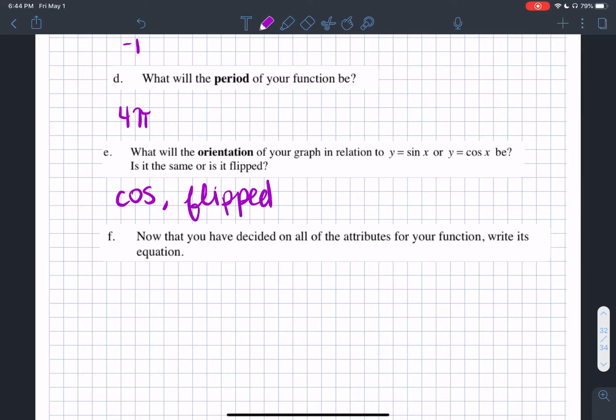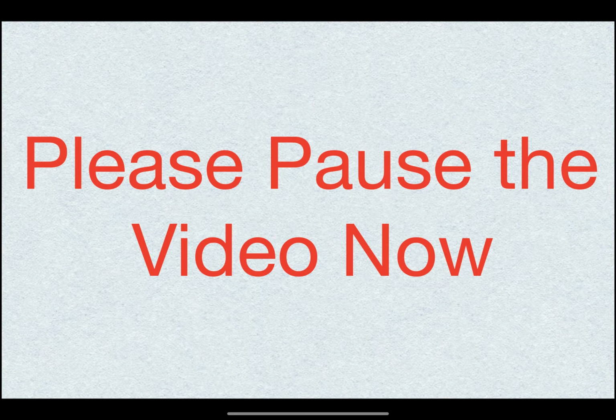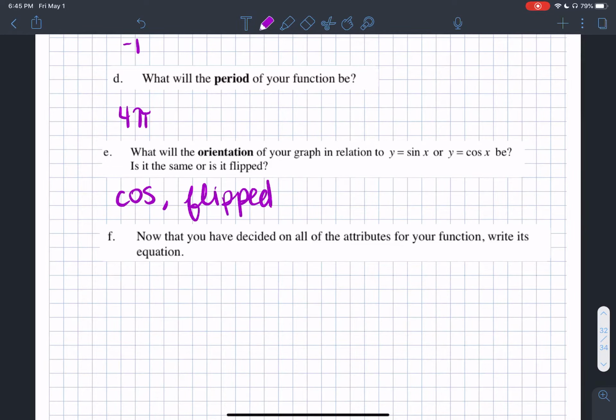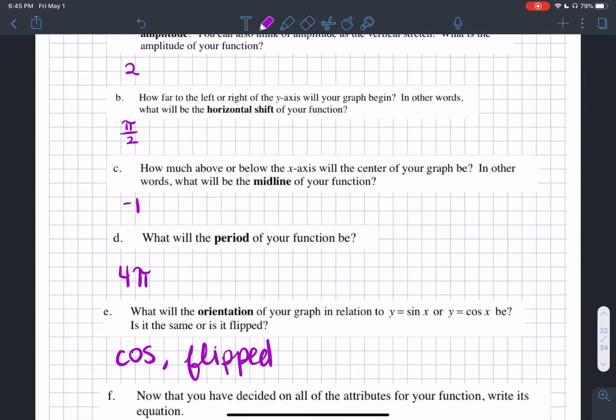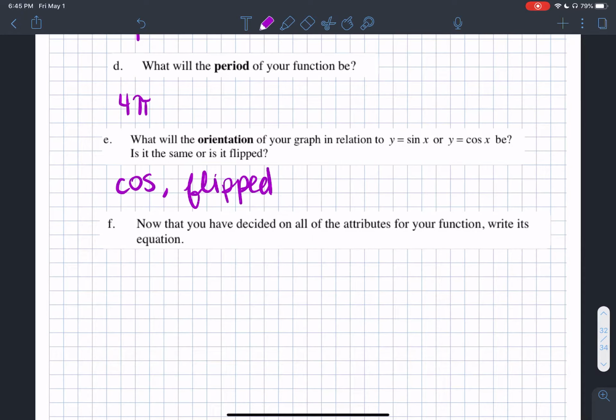Now that you've chosen the orientation of your graph, please read part F and think about what it's asking you to do. Now that you've read part F, let's talk about it. It's asking you to now write an equation for all of these attributes. Now that you've chosen the amplitude, the horizontal shift, midline, period, and the orientation, it wants you to write an equation for this function. Go ahead and pause the video now and do your best to write an equation for your function.